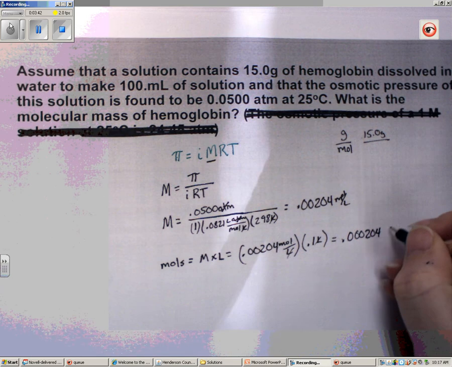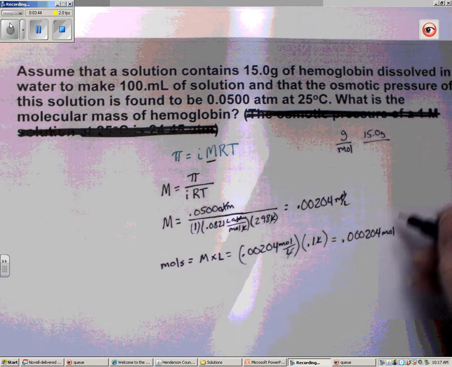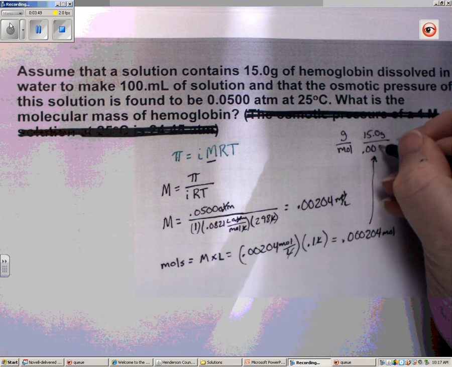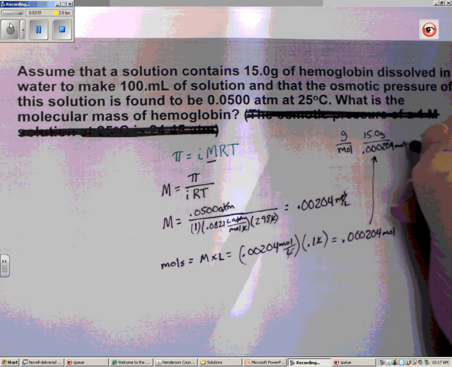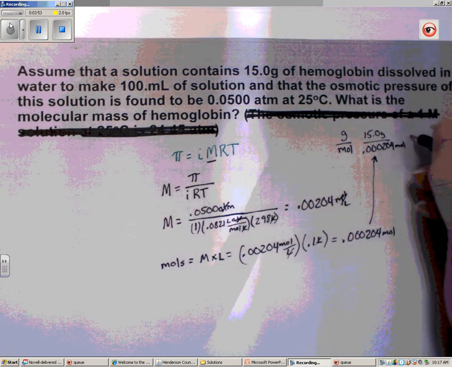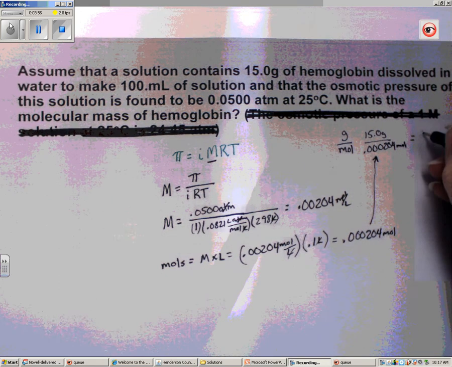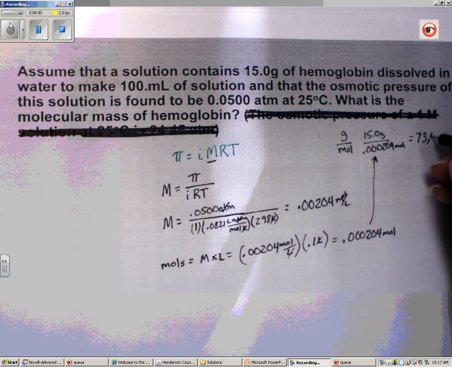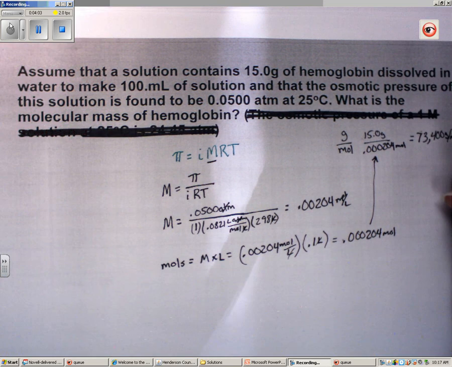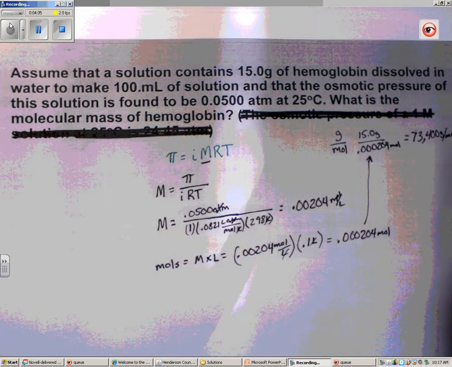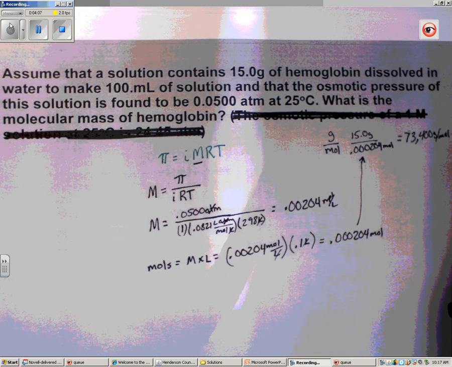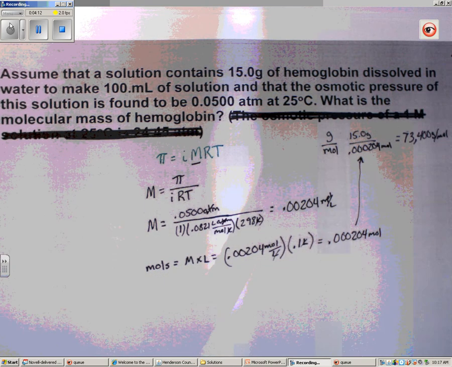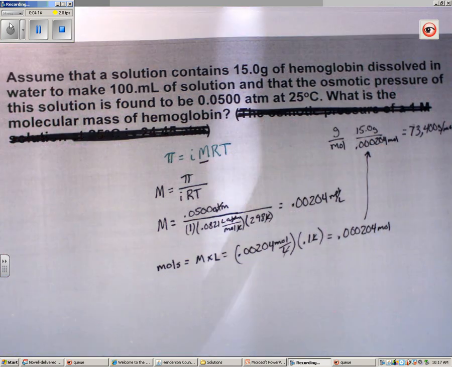So it is 0.000204 moles. Now I'm going to take my moles and plug that in up here. Now I'm going to have the correct units of grams per mole, and when I get that, I end up with a molar mass of approximately 73,400 grams per mole. I went with 3 sig figs just because everything in that problem has about 3 sig figs. Now that is a huge molar mass, but hemoglobin is a big molecule. And that's how you do it with osmotic pressure.